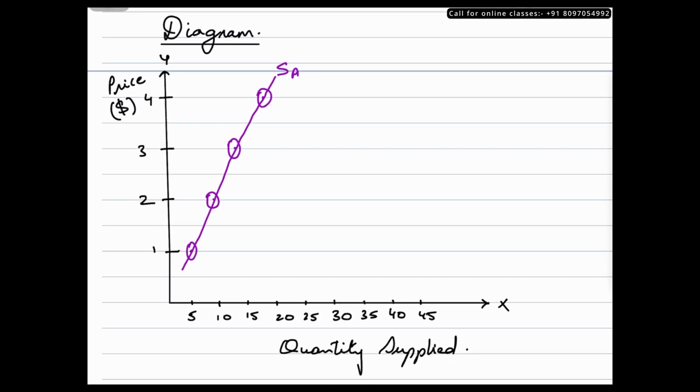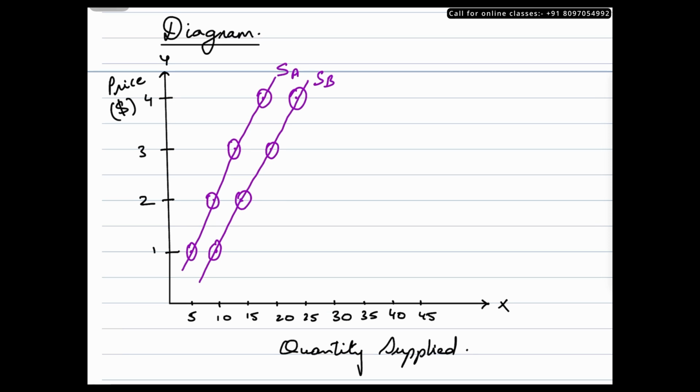So at price 1, it is 10 kgs from Mr. B, 15 kgs at $2, 20 kgs somewhere over here at $3, and 25 kgs at $4. So I've just joined these points. So this is supply from Mr. B. Now let's plot the market supply curve.